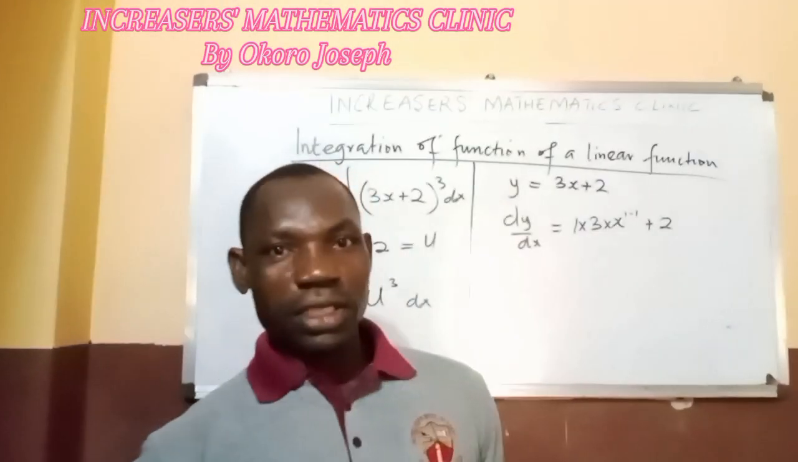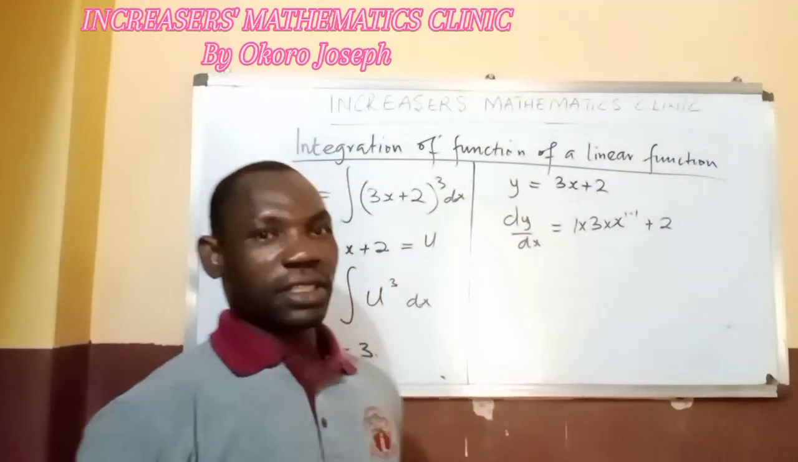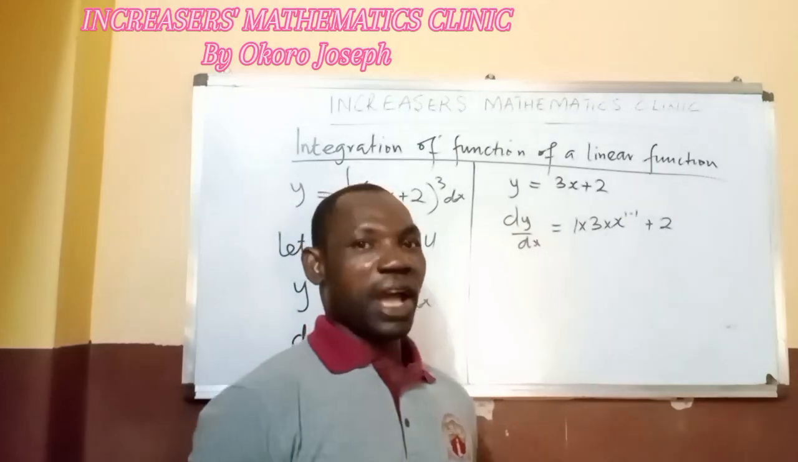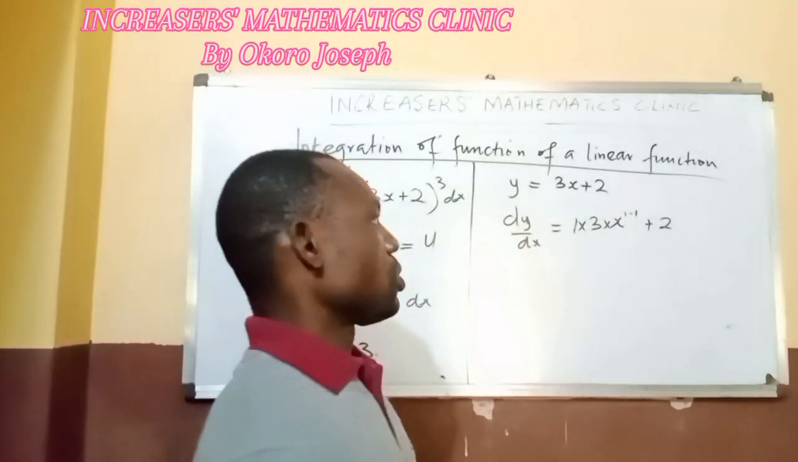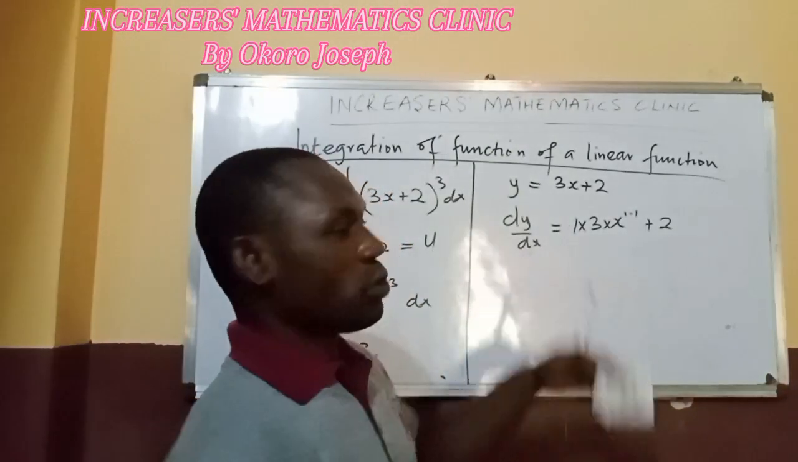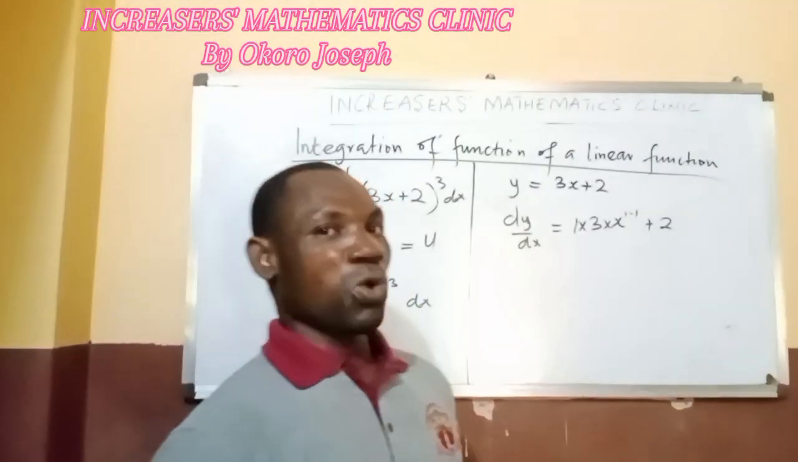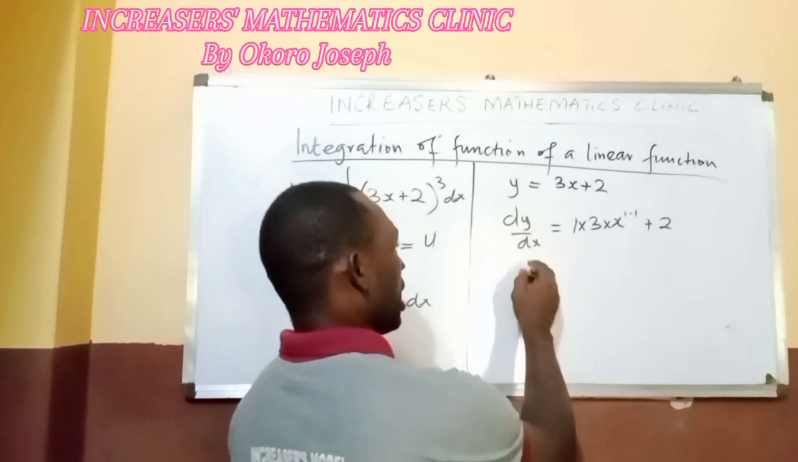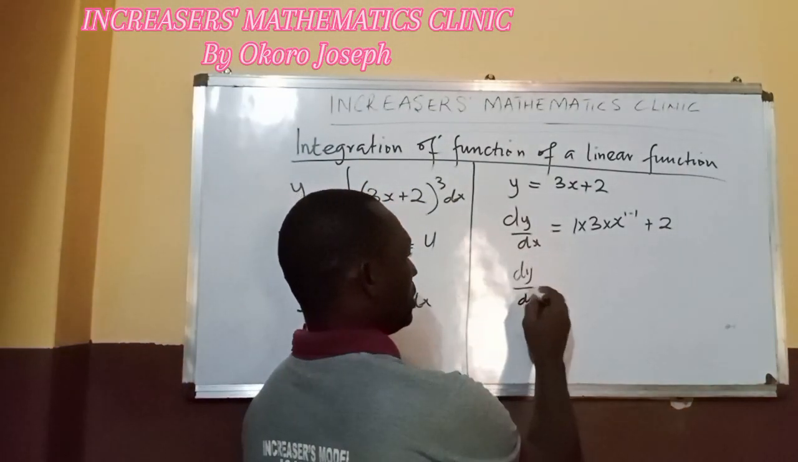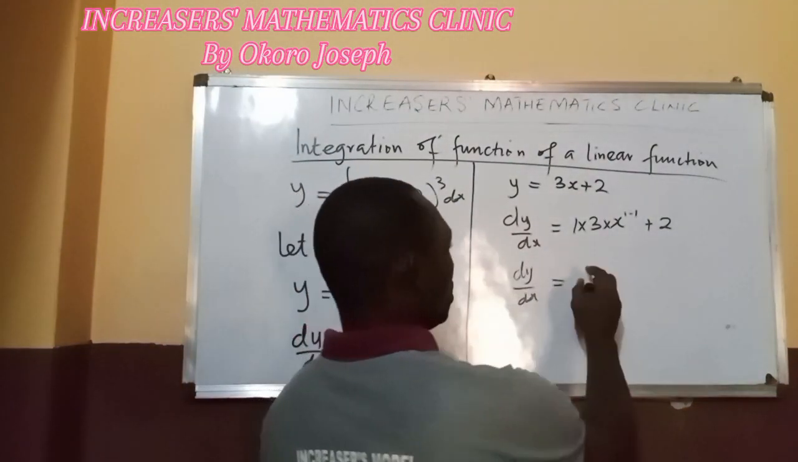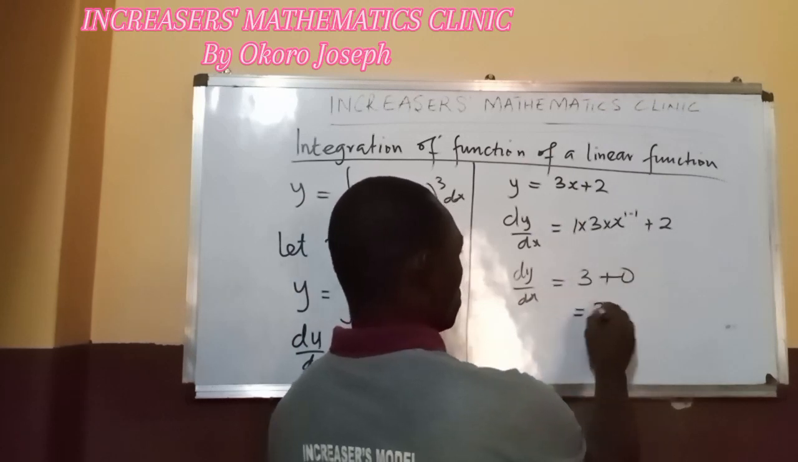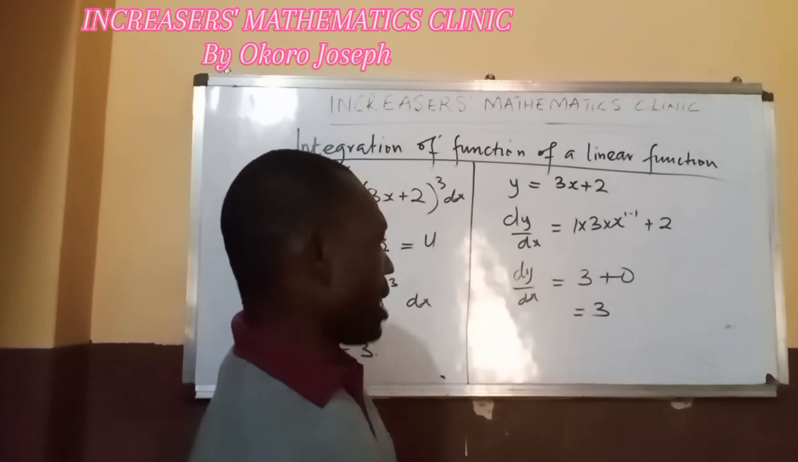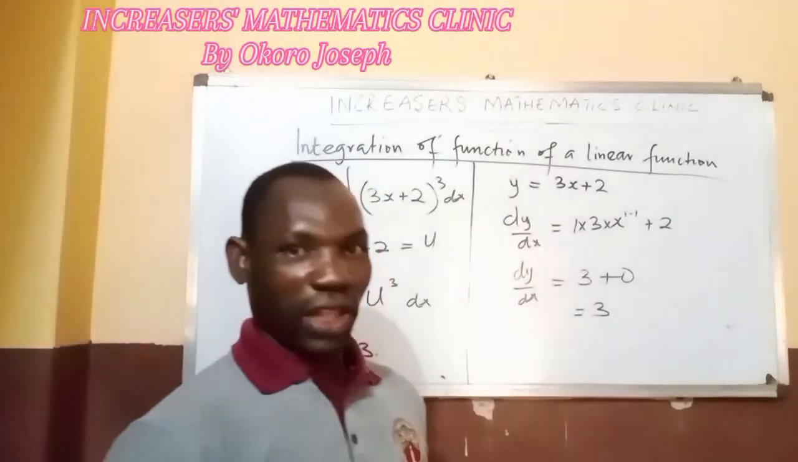Remember that the derivative of a constant is equal to 0. So each time you differentiate a constant, the result will be 0. So the derivative of 2 is equal to 0. So it means that our dy/dx is equal to 3 plus 0, which is equal to 3. So our dy/dx is equal to 3.